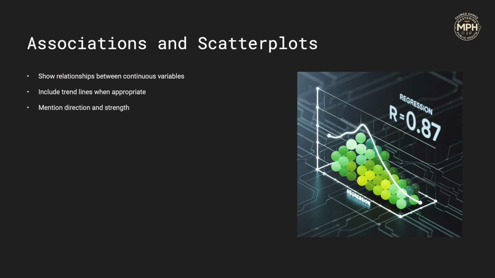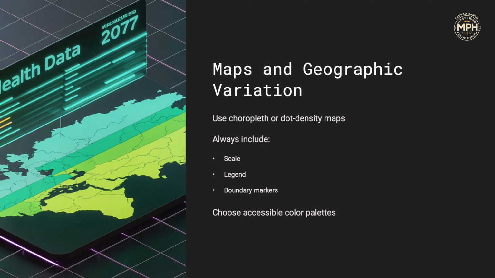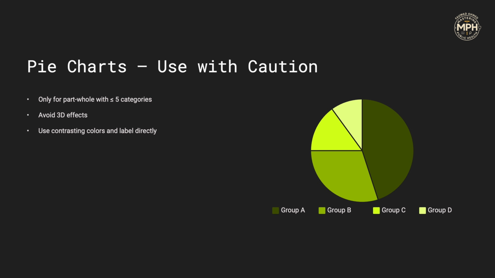Associations among variables. Use scatter plots to show relationships between two continuous variables. Add a trend line when appropriate. Mention direction and strength of the association. Displaying geographical variations. Use maps to show patterns by location. Include a scale, legend, and north arrow. Use a color scheme that is colorblind friendly and easily interpreted. Pie charts. Use only when showing parts of a whole. Limit to 4 or 5 categories. Avoid 3D effects or tilted perspectives.